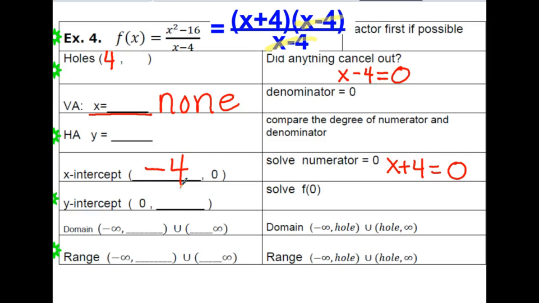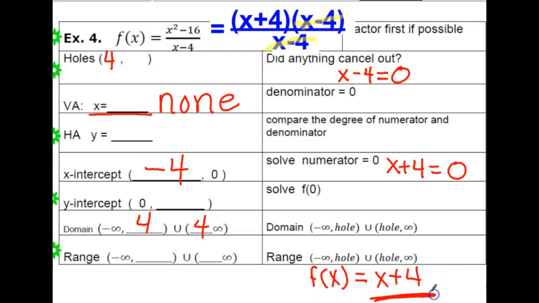The domain is going to go from negative infinity to positive infinity. It's not going to have an asymptote, but it is going to have to skip over that hole in the graph. When you cancel out that x minus 4, this is what you have left, x plus 4.